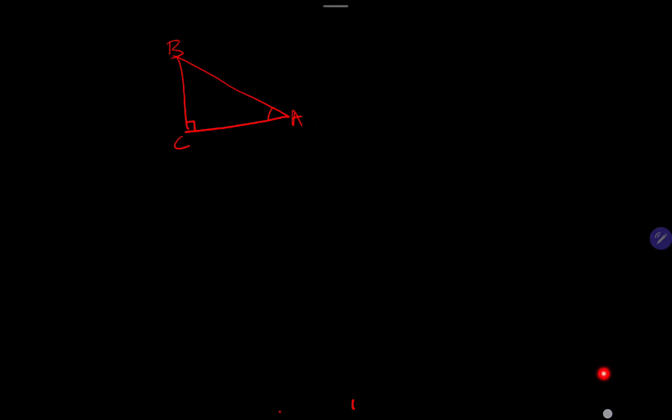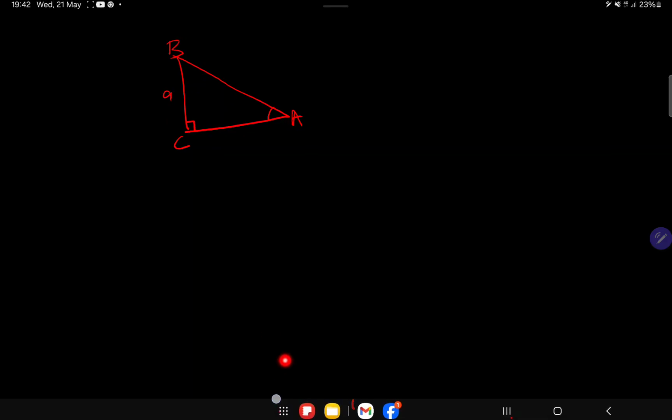The side opposite the angle is represented with a small letter. So if this is angle A, the side opposite angle A, we call it a. The side opposite angle B, we call it b. And the side opposite angle C, we call it c. If this is our angle in question, for instance A, the longest side of the triangle is called the hypotenuse. The side opposite the angle is called the opposite side. And the side beside the angle is called the adjacent side.